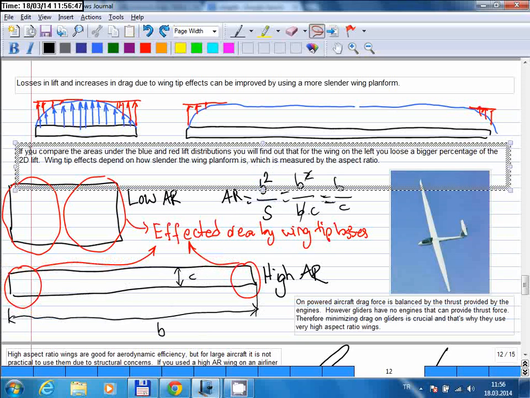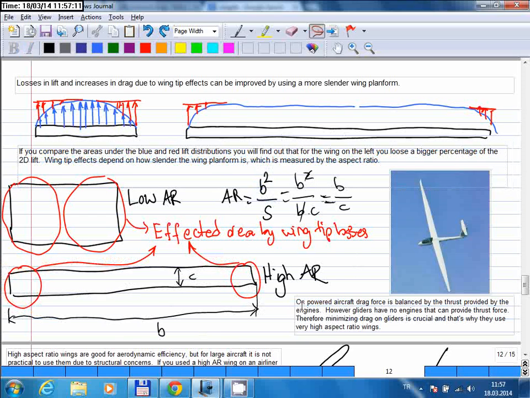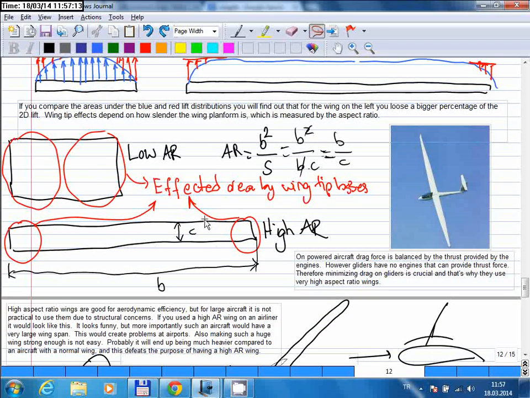Okay, so let me read this. If you compare the areas under the blue and red lift distributions, you will find out that for the red wing, for the wing on the left, you lose a bigger percentage of the 2D lift. So this is the same thing I said earlier. Wingtip effects depend on how slender the wing planform is, which is measured by the aspect ratio. So obviously you can see that a high aspect ratio is good for smaller three-dimensional losses.